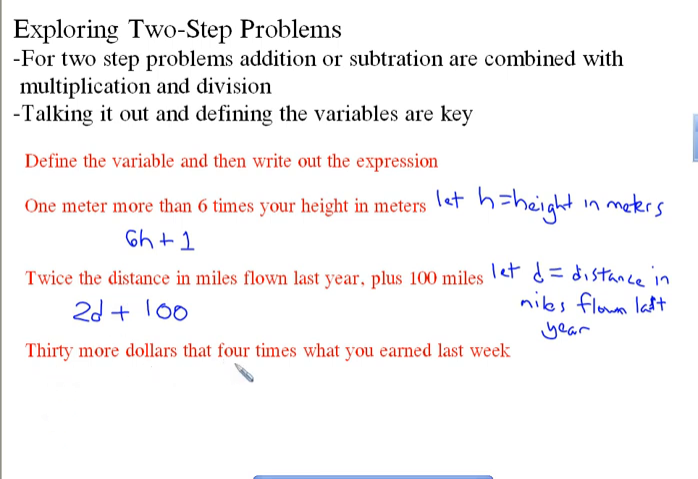$30 more than 4 times what you earned last week. So I would just say, well, W equals what you earned last week. W is the amount. So that's the amount you earned last week.